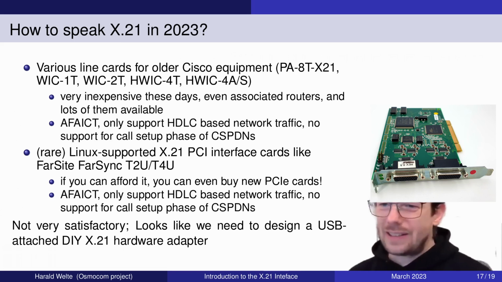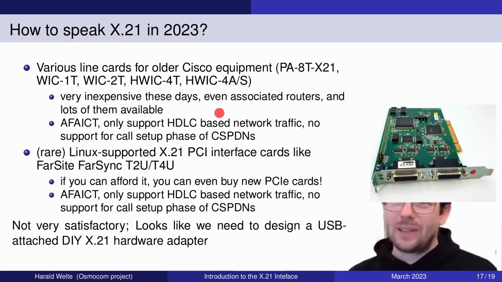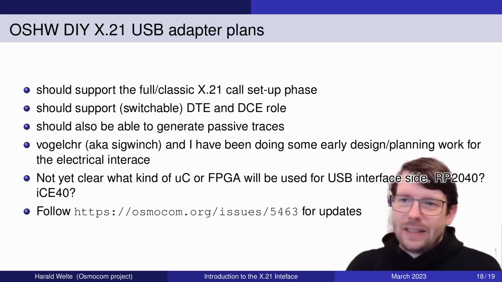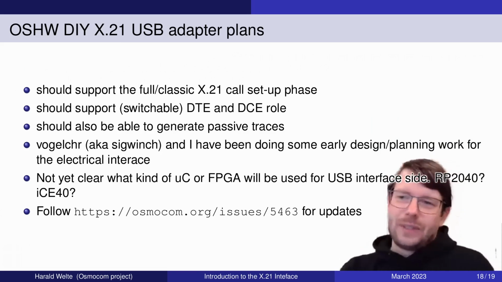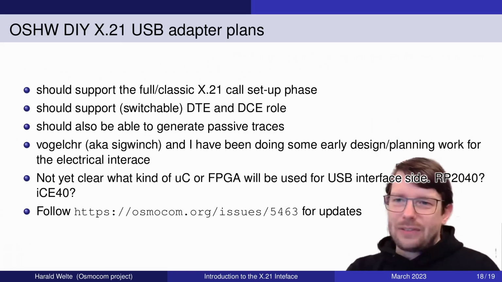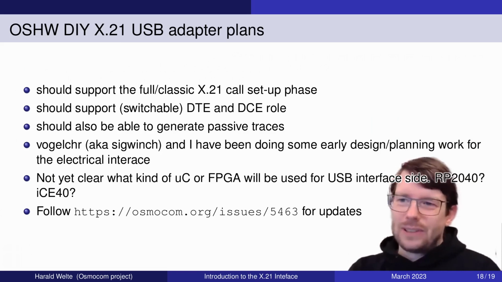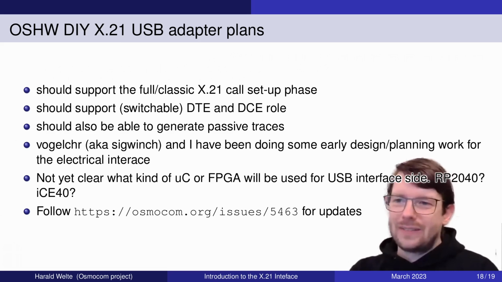And as a result, basically the conclusion was we need some kind of do-it-yourself X.21 hardware to really cover all the use cases in order to talk to all the legacy equipment, for example, Teletext user devices. So what kind of requirements do we have for such a do-it-yourself X.21 USB adapter? Well, it should support the full X.21 signaling with the call setup, call tear down, and all of that.